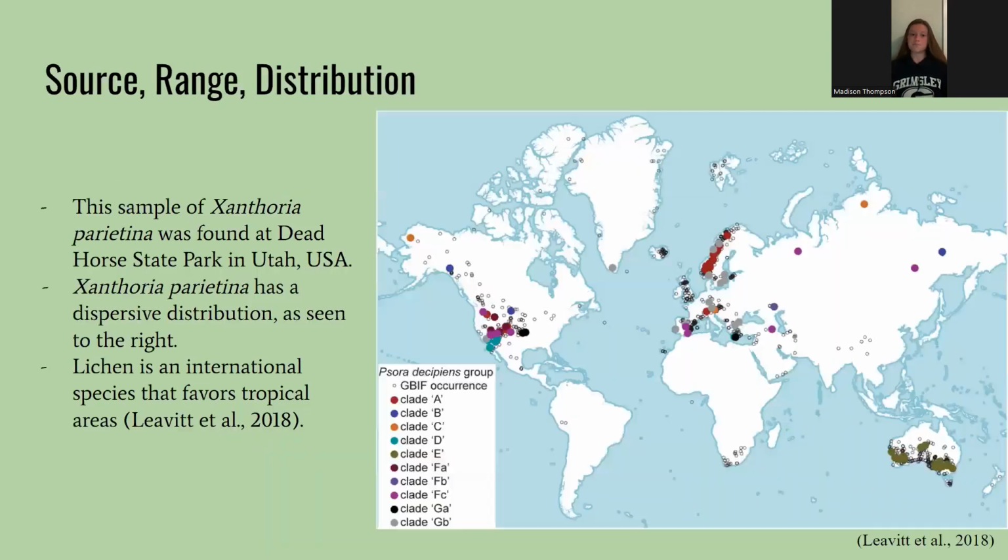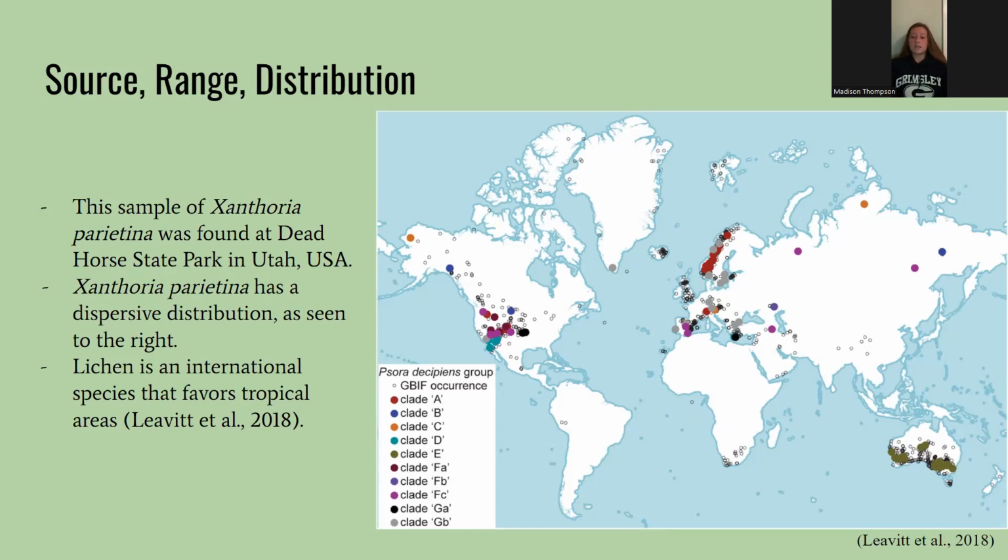So as for source, range, and distribution, Xanthoria parietina was found at Dead Horse State Park in Utah. And as you can see, there's a little clump right there where it was found. And it has a dispersive distribution, as can be seen here in this image. And you can kind of tell that it's dispersive because it's not just here, there, and everywhere little clumps. It's specified areas, but then a little bit over here, a little bit over there.